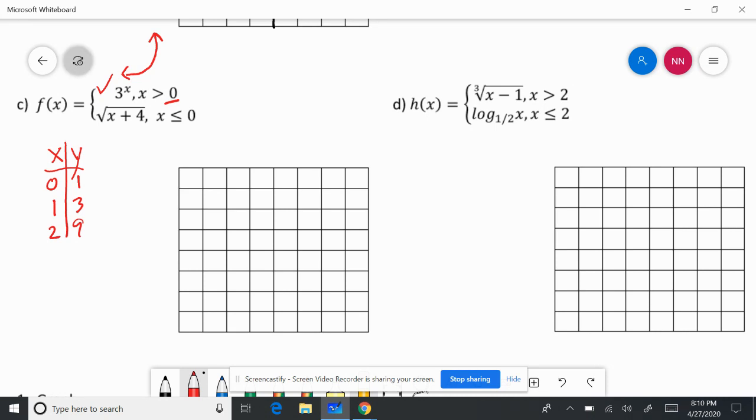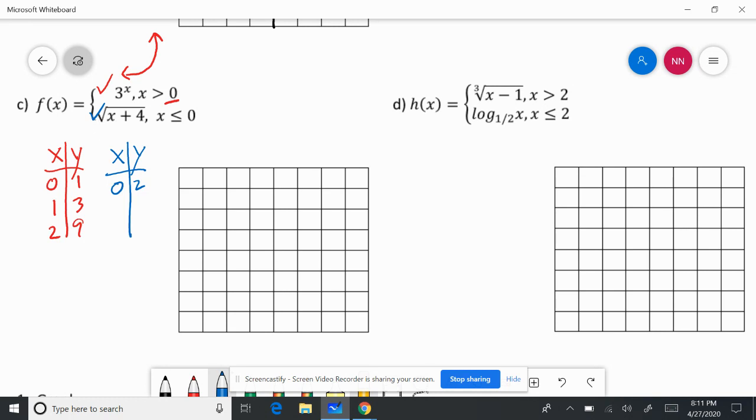Now, what I'm going to do is graph my square root function. With my square root function, once again, I'm going to start with 0. 0 plus 4 is 4. Square root of 4 is 2. Then I'm going to pick a number less than 0. I'm not going to pick negative 1, because negative 1 plus 4 is 3, and I don't know the square root of 3.